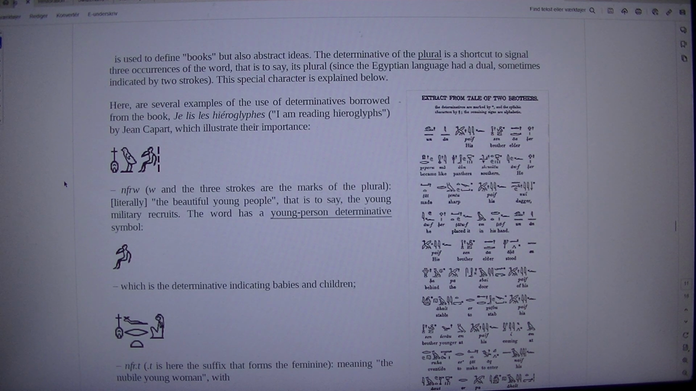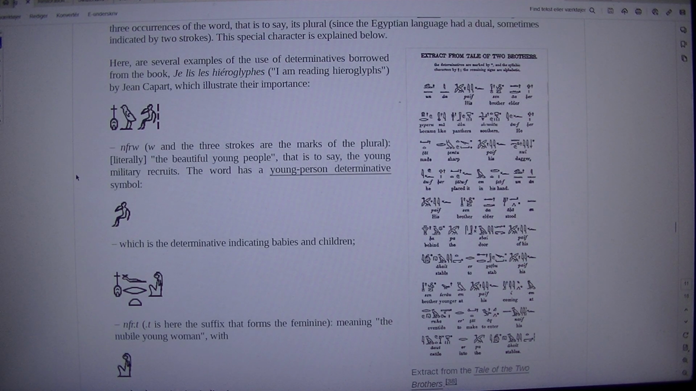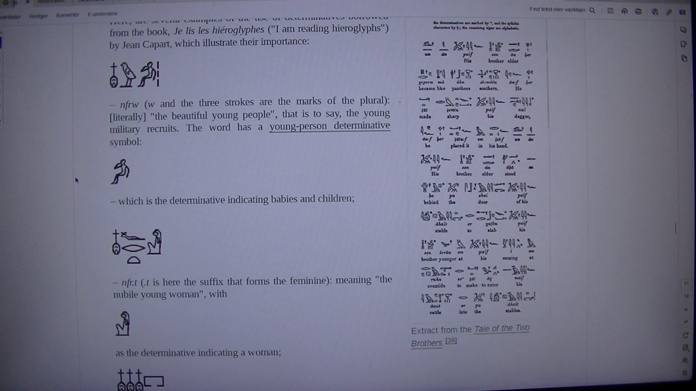Extract from the Tale of the Two Brothers. 38. Here are several examples of the use of determinatives borrowed from the book Les Hiéroglyphes by Jean Lee, which illustrate their importance. NFR W, A17, Z3. NFR W, and the three strokes are the marks of the plural, literally, the beautiful young people, that is to say, the young military recruits.